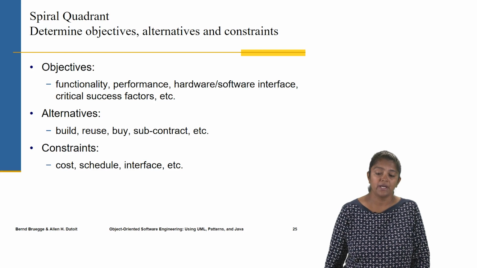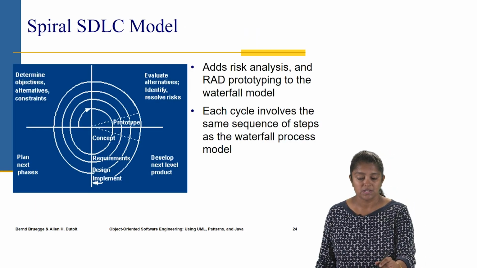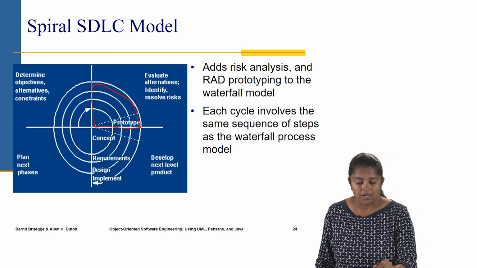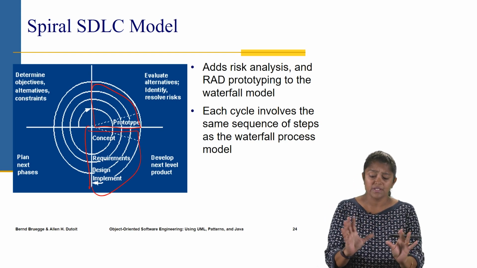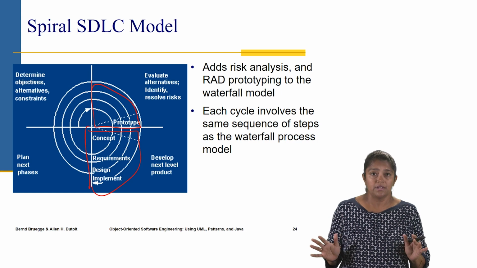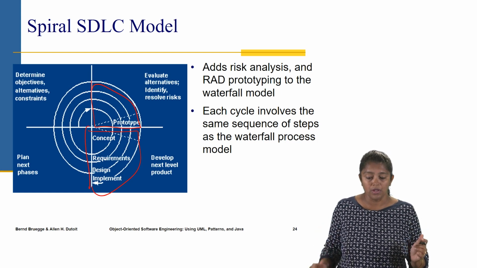So in the spiral process, you see that there's these 4 quadrants. Now the first quadrant focuses on, so always these 4 quadrants have the same overall goal.